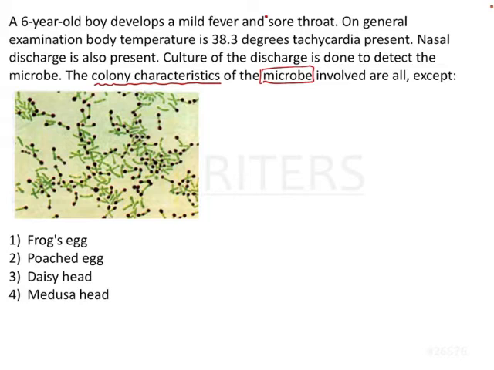A 6-year-old boy develops a mild fever and sore throat. Now this sore throat is something which is very special. On general examination, body temperature is 38.3 degrees Celsius, and tachycardia is generally seen. Nasal discharge is also present. Now culture of the discharge is done to detect the microbe. So basically this is the culture of the nasal discharge.